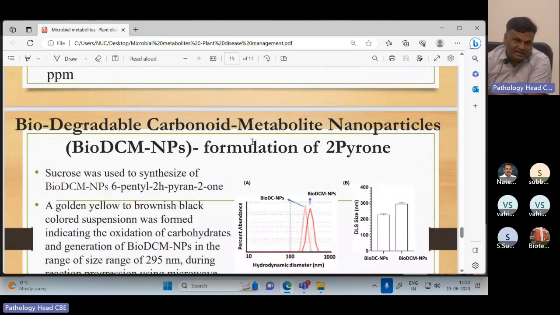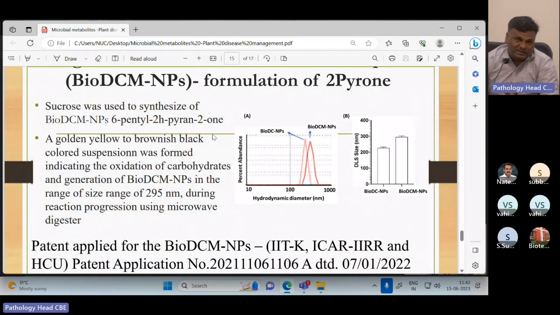Then I said, we are formulating our compound. So this is one formulation which we did. It's a biodegradable nanoparticle, with our metabolite, the pyrone, inside. So this we did. What is the purpose of this formulation?